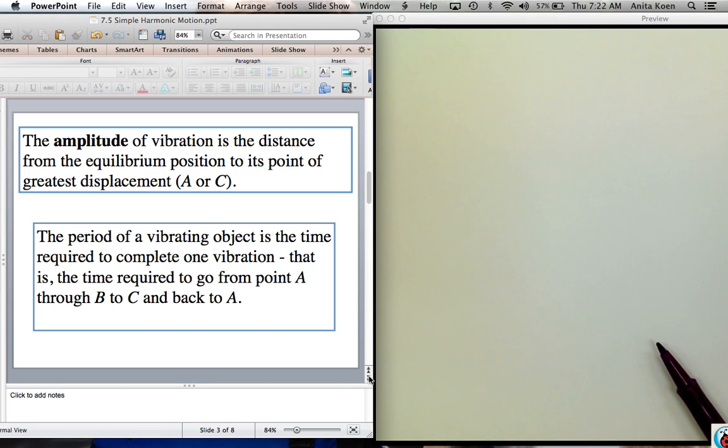The period of a vibrating object is the time required to complete one vibration. It's the amount of time. So the period is an amount of time. You should highlight that. It's the amount of time that it takes to go through one complete vibration. That means from point A through B, over to C, and back to A.